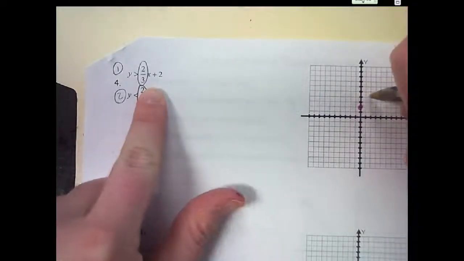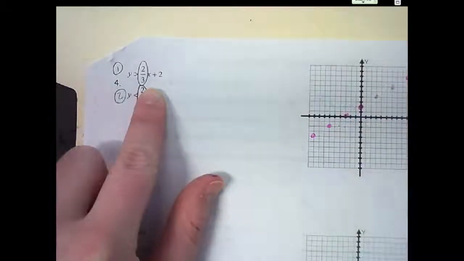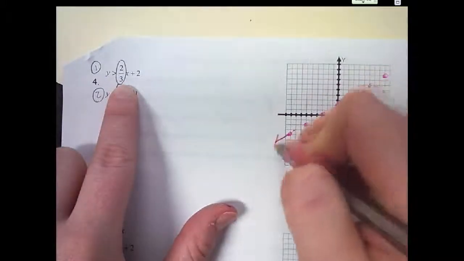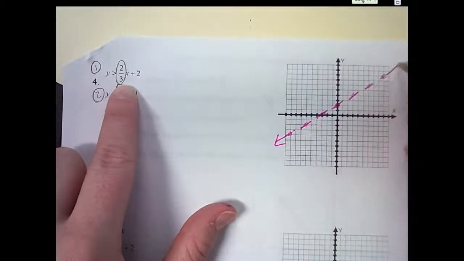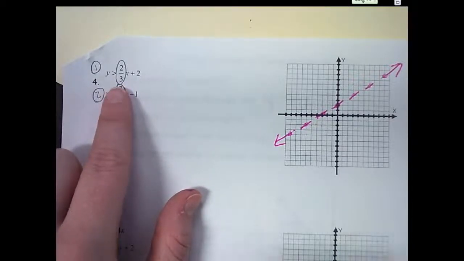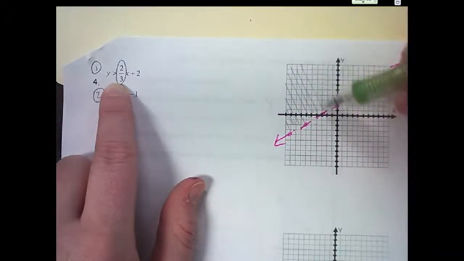So let's start with the first one. They're already y equals mx plus b form, so we don't have to do anything there. So let's start at positive 2 and go up 2 over 3. Dashed line. So if I start on the line, is it greater than? So do I jump up or do I jump down? Up because it's greater. So everything above is shaded.